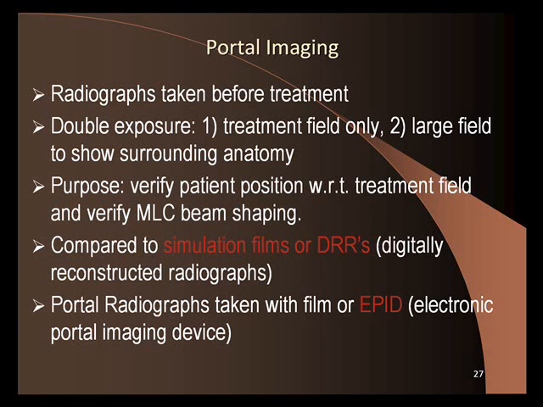If you only did one exposure with the blocking, obviously you want to do the blocking because that's one of the things that you're checking when you're doing a port film. But if you just do the blocking, then you wouldn't see anything behind the block. And that might be a problem if there's a lot of blocking, you don't see much anatomy. So the double exposure lets you see through the block. So the purpose is to verify patient position with respect to treatment field and MLC blocking compared to simulation films, or DRRs. We already talked about that.